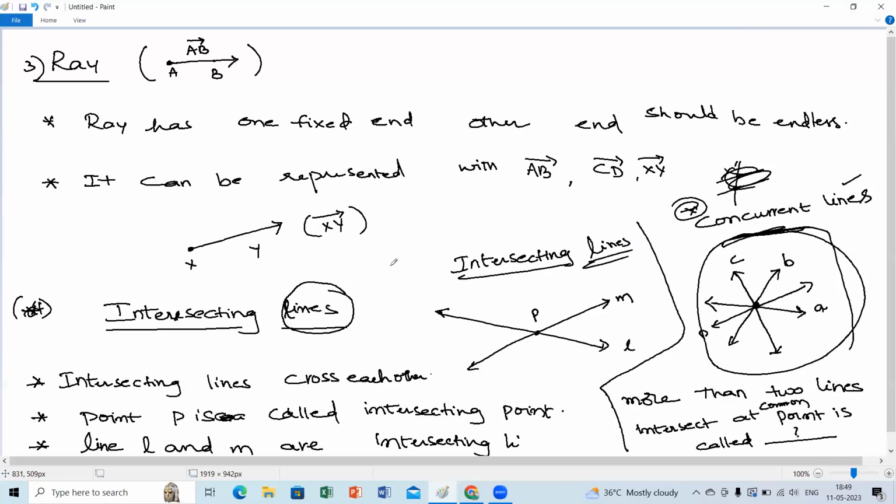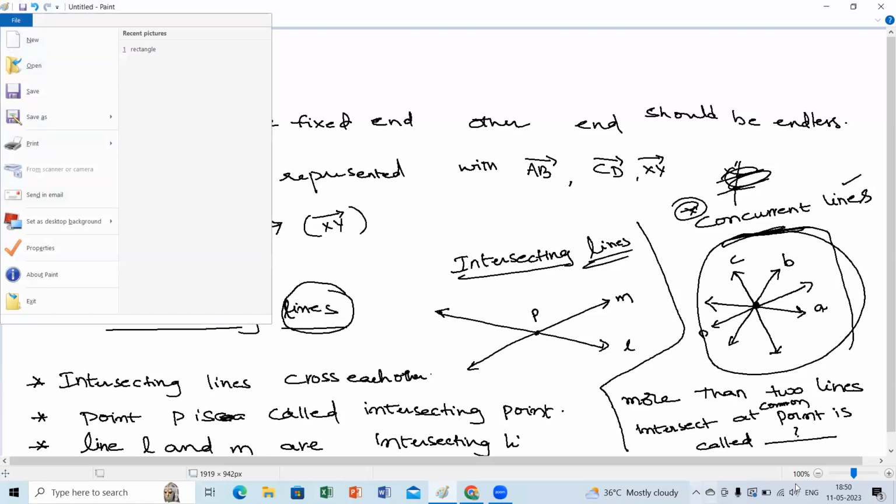Next class we will do exercise sums, children. This class only basic concept should be covered. Basics are more important, children. Shall I clear the screen, children? Yes or no? Yes, ma'am.